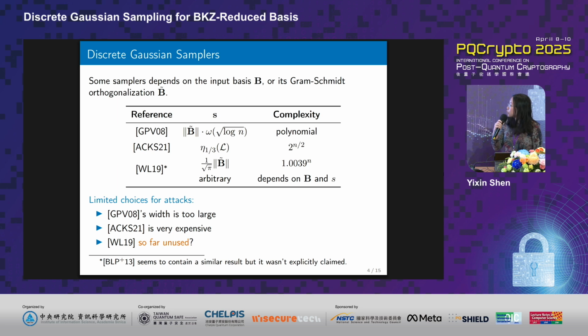So when we want to use a discrete Gaussian sampler to do cryptanalysis, what can we do? So the GPV sampler is not very useful because its width is too large. So we won't be able to obtain short enough vectors. And the second sampler is way too expensive. So we can only do maybe provable attacks. And somehow, what is surprising is that the third sampler is not well known, and it is so far unused.